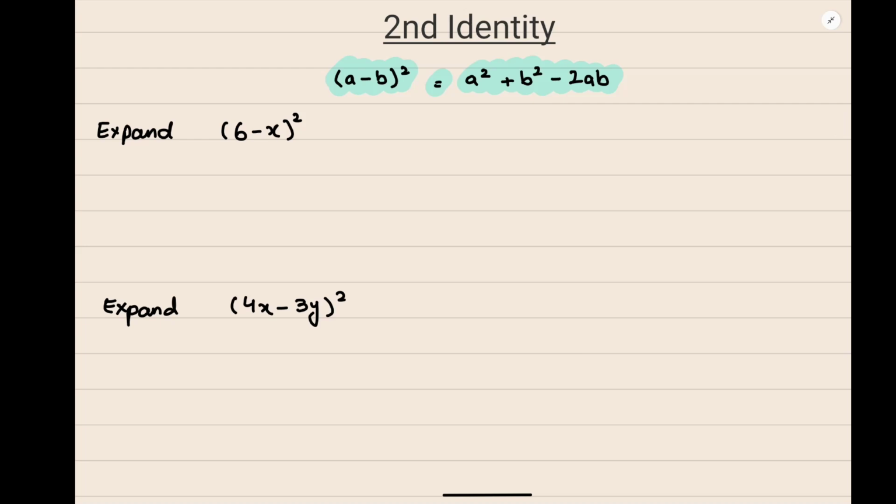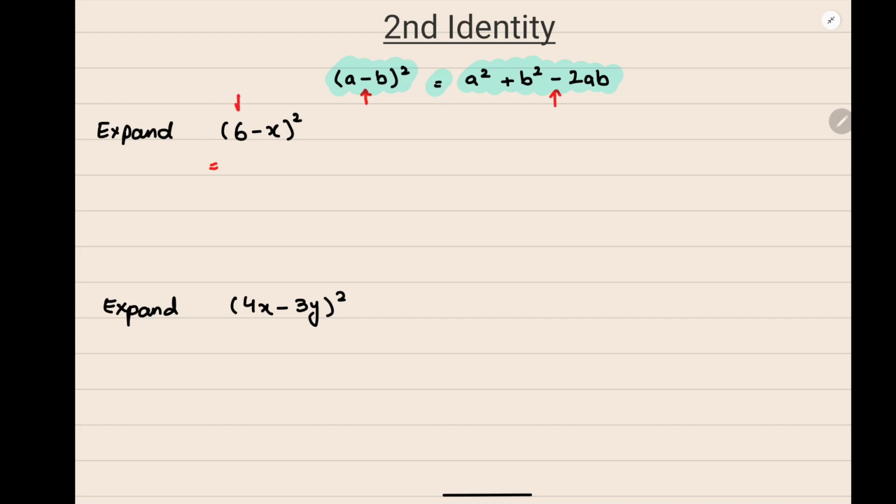Now, we have the second identity. There's only one difference between the first and the second identity. In the second identity, we have a negative sign in between, and on the right-hand side, we have the negative sign with 2ab. Now, we will expand our first question by using this identity.